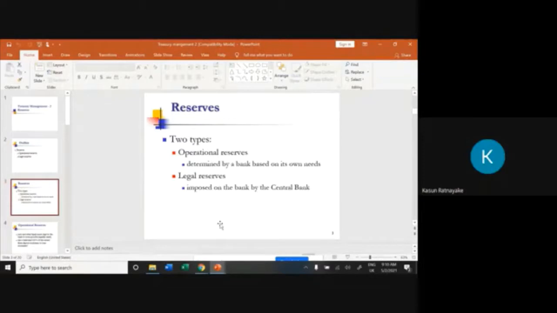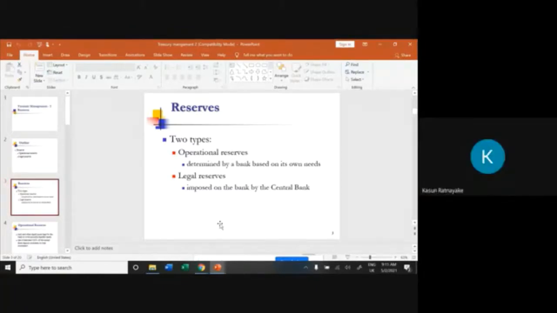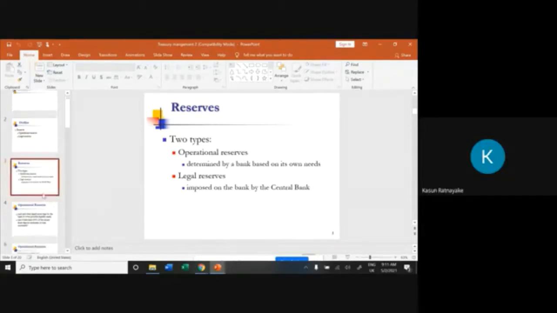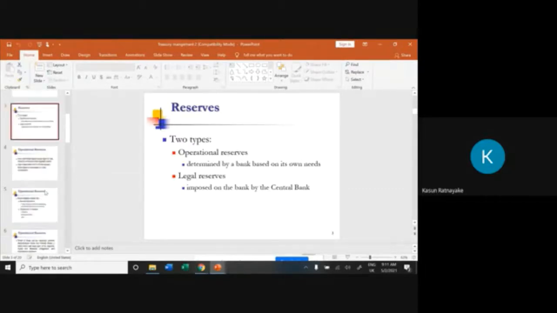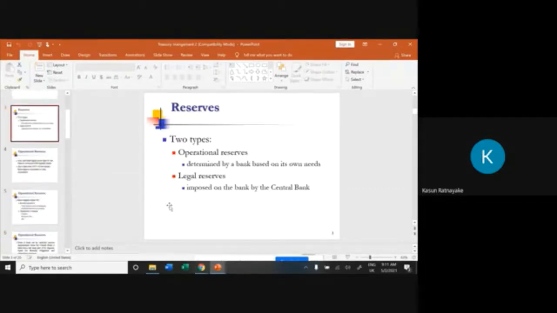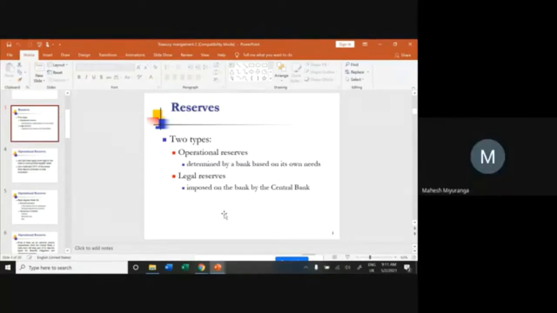Whatever excess funds we have parked, sir? Whatever excess funds you have parked. What do you mean by excess funds? Other than legal reserves, the bank might have excess funds, then where do we park them, is it in treasury bonds in short term, in long term, or debentures like that? Yeah. So, okay. Let's take that.